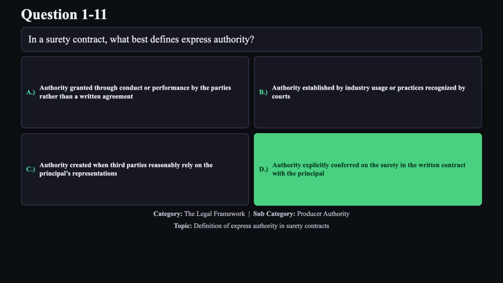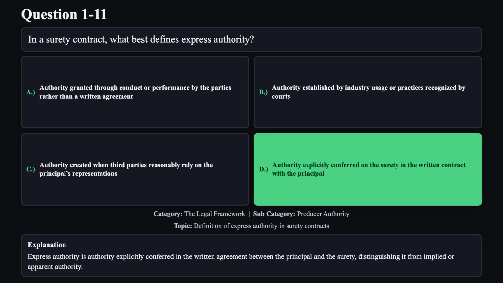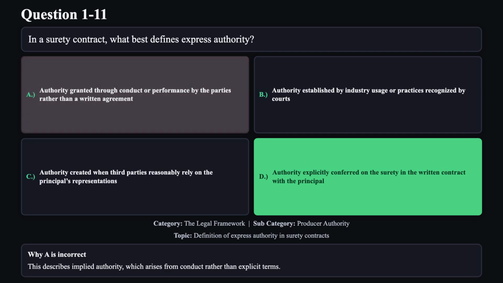The correct answer is D. Express authority is authority explicitly conferred in the written agreement between the principal and the surety, distinguishing it from implied or apparent authority. Reason A is not correct. This describes implied authority, which arises from conduct rather than explicit terms.